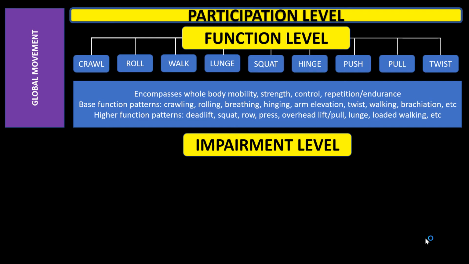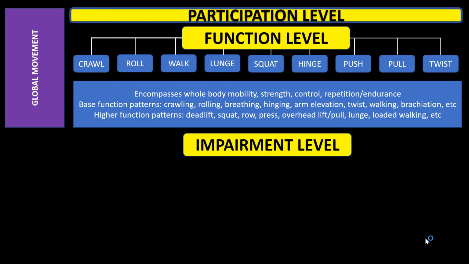I've classified these patterns into two different classifications: the base level functional patterns, crawling, rolling, breathing, hinging, arm elevation, twisting, walking, brachiation, that sort of thing, and the higher functional patterns, which involve more whole body movement from a functional perspective: deadlifting, squatting, rowing, pressing, overhead lifting, pulling, lunging, loaded walking, and that sort of thing. So you can see that the basis for most of the exercise prescription that I would provide would be at the higher level, global functional level, with some inclusion of the base functional patterns as needed.